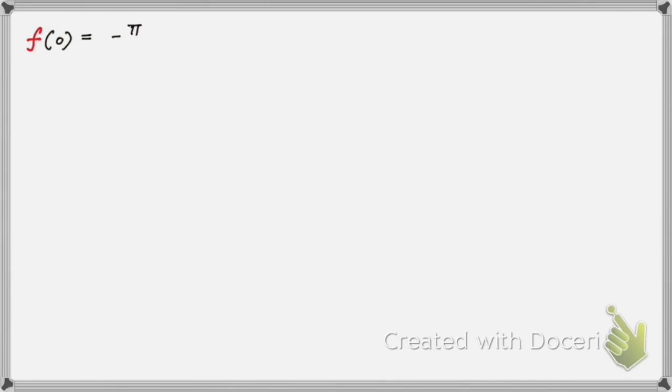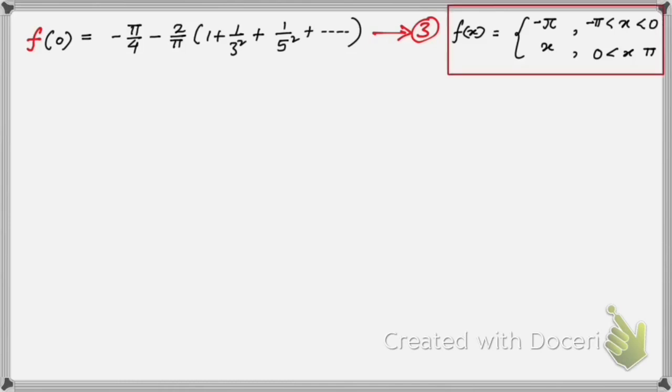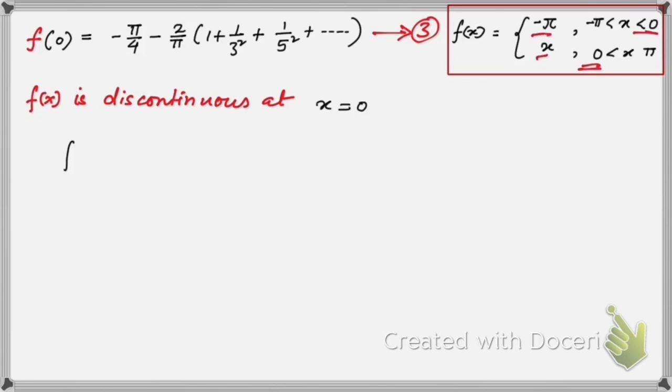So let me write the equation number 3 again. So this is the function here. Let me write the function again, because I need this function again to explain further. So this function is discontinuous at x is equal to 0. You can see clearly, right? It is discontinuous at 0, because at the same point we have got different values, right?